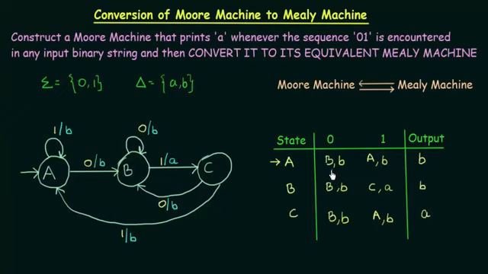So we have now associated the outputs to the transitions, and now you can remove the column for output. When you remove the column of outputs from the Moore machine and associate the outputs to the transitions, that becomes the transition table for your Mealy machine. So this is how you convert a Moore machine to its Mealy machine. I have shown you how to do it using the transition diagram and also the transition table. I hope it was clear to you.